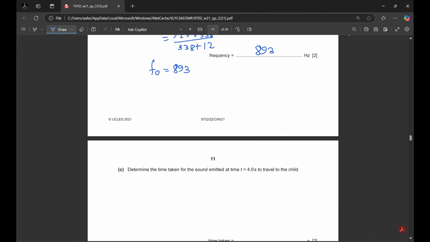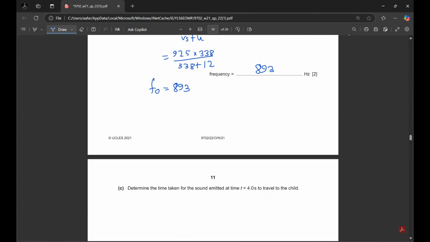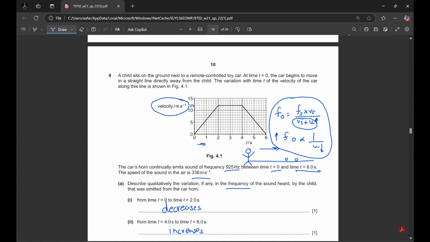Determine the time taken for the sound emitted at time t equals 4 seconds to travel to the child. So basically, over here, you just use a simple formula: speed is equal to distance over time. Find the time taken for the sound wave to travel to the child.